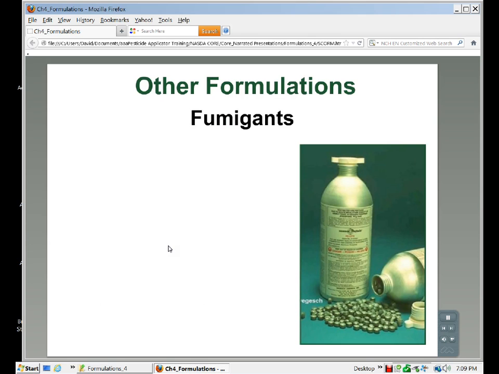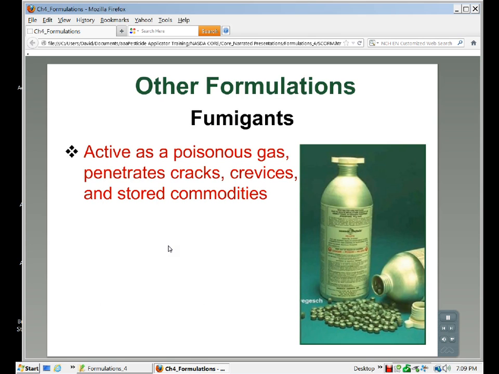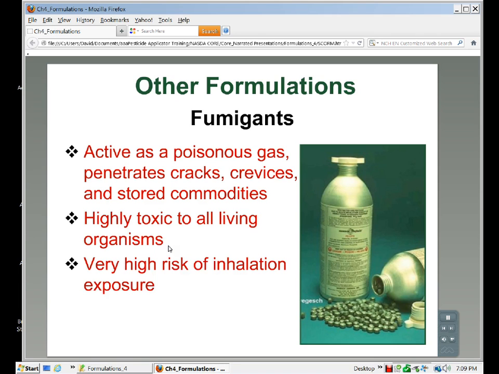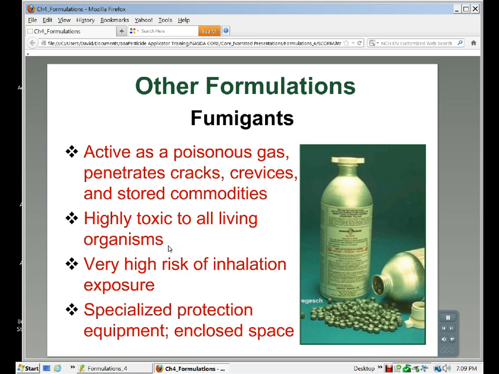Fumigants are liquids or solids that are active as a gas. Fumigants are non-selective and highly toxic to a wide range of living organisms. They're typically used for structural pest control in food and grain storage facilities and in the soil or greenhouses. Because fumigants are very toxic and replace the air with toxic gases, they require special precautions and protective equipment when handling and applying.